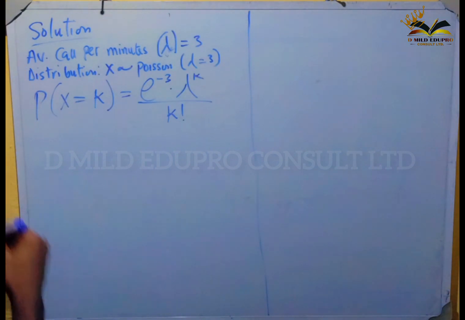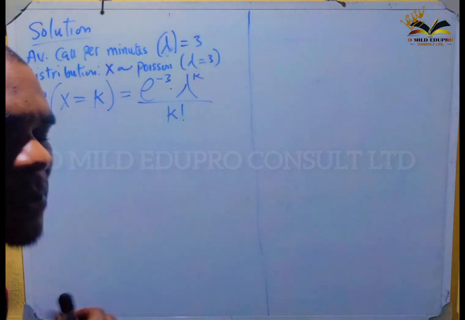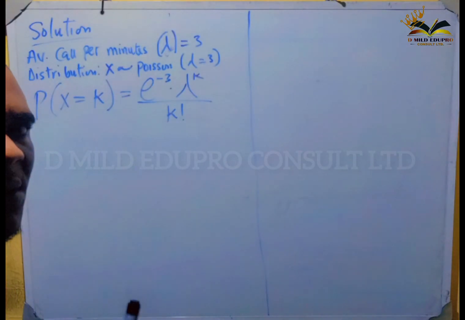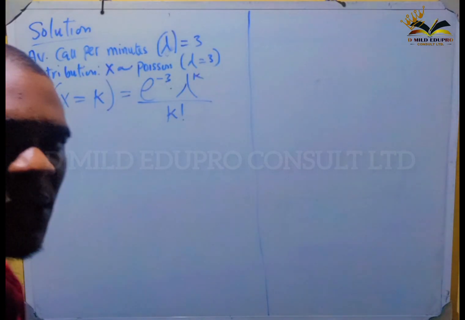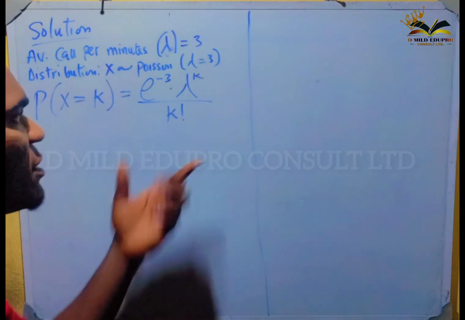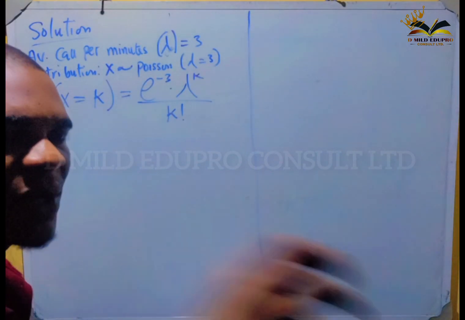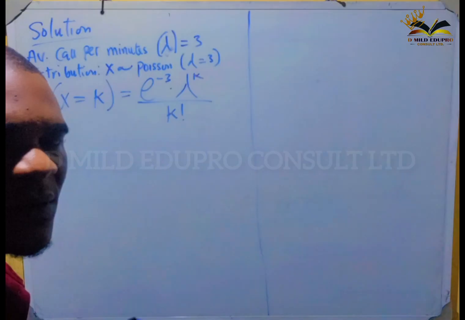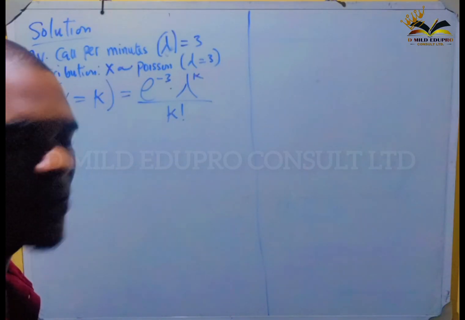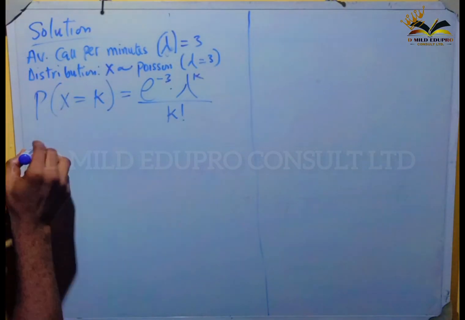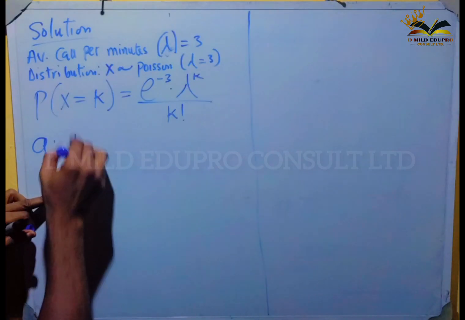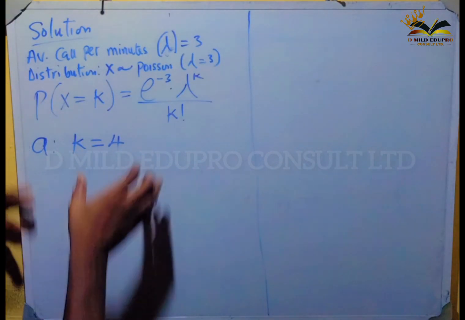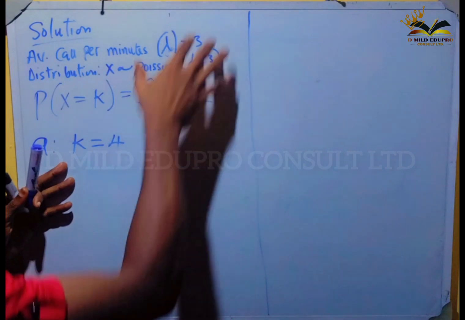Now please, like I always say, the formula in statistics, as in mathematics as a course, is very important. Once you are able to state the formula and pick out the parameters in it, trust me, you've gotten around 70% of that question. Now, the A part says when k is equal to 4. So we substitute this value into the formula.